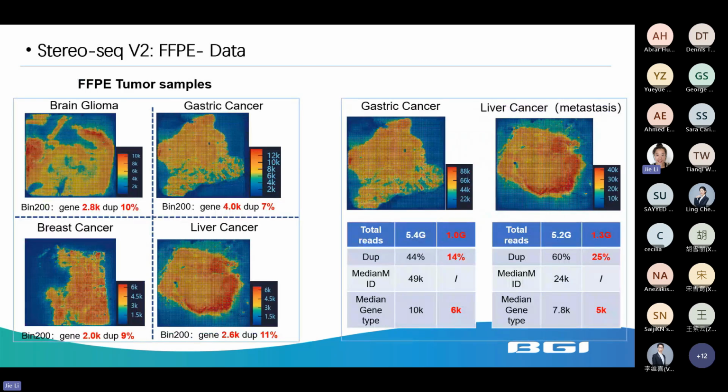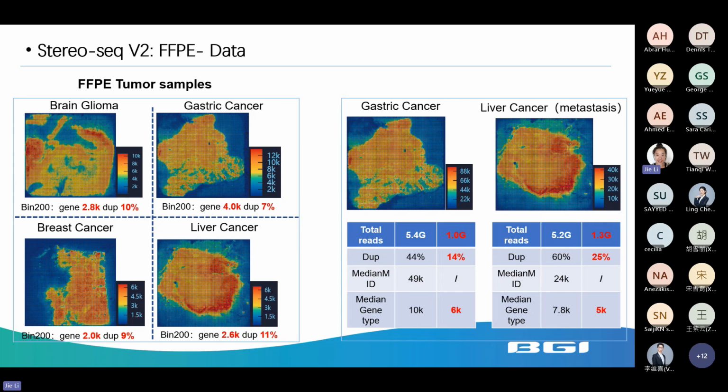And here are some demo data that we have tested on tumor samples, because generally in previous studies for bulk transcriptome, we have issues with duplications during the sequencing. So here we can see the duplication of our FFPE Stereo-seq is relatively low, and here is the total reads generated by our sequencing.